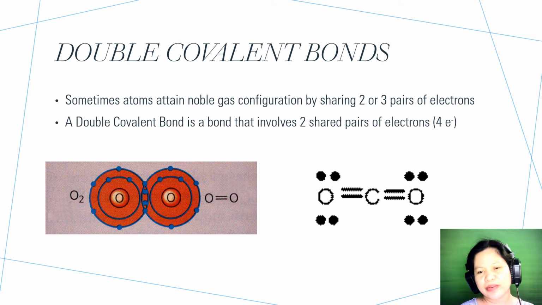What about carbon dioxide? It is also a double bond. Okay, oxygen has 6, carbon has 4, and the other oxygen is 6. So how many shared electrons? 2 coming from the first oxygen and 2 from carbon. And another one is 2 electrons from carbon and 2 electrons of oxygen. So it makes up a double bond.